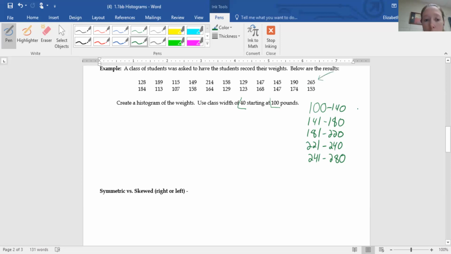So between 100 and 140, I have 1, 2, 3, 4, 5, 6, 7. Between 141 and 180, I have 1, 2, 3, 4, 5, 6, 7, 8, 9, 10. Between 181 and 220, I have 1, 2, 3.